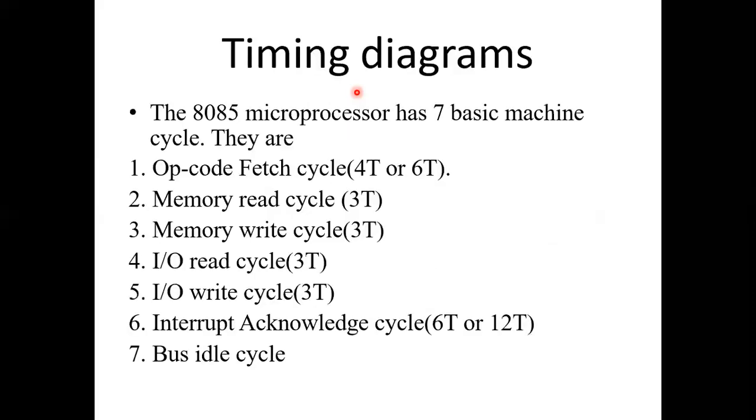Timing diagram: there are 7 basic machine cycles. We already discussed them in the last topic, machine cycles. First one is the opcode fetch cycle. It requires 4 or 6 T states. Then memory read, memory write, input output read, input output write, interrupt acknowledgement cycle, then bus idle cycle. Memory read, memory write, input output read, input output write require three T states. Interrupt acknowledgement requires 6 or 12 T states.